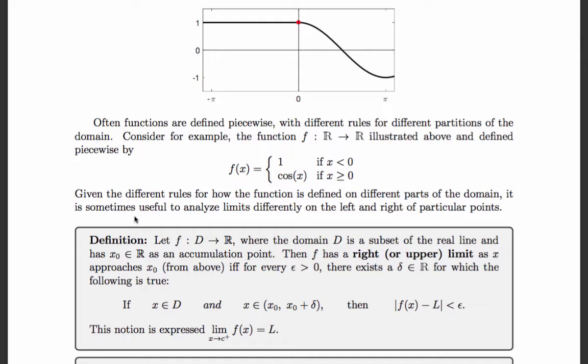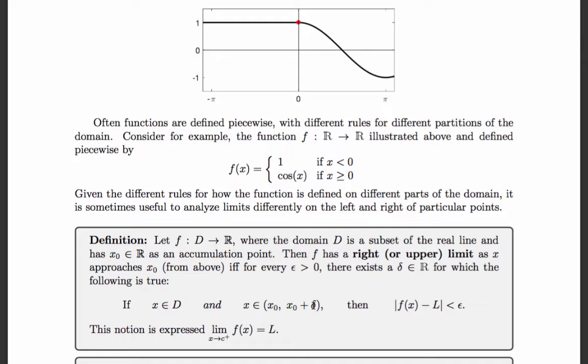So let f map a domain D to R. D is, of course, a subset of the real line and has an accumulation point at x naught. Then f has a right limit as x approaches x naught from above, or from the right, if and only if, for every epsilon, there exists a delta for which the following is true. If x is in the domain and x is in the open interval x naught to x naught plus delta, now let's stop and make sure that we understand what this means. This means that the absolute value of x minus x naught is less than delta, and that x is strictly greater than x naught.